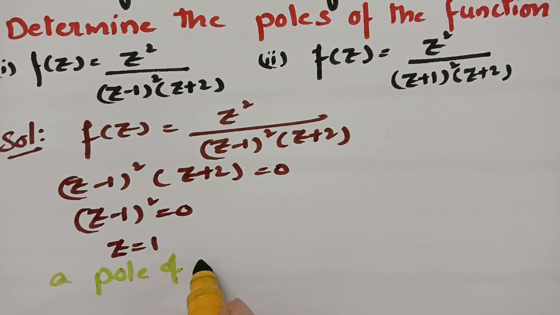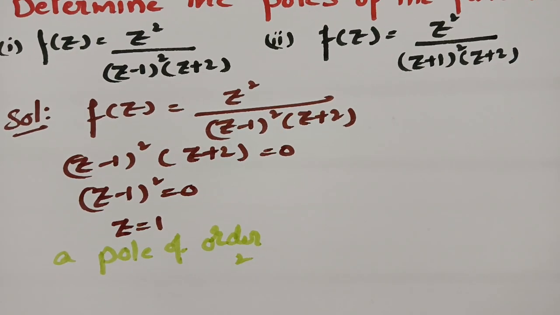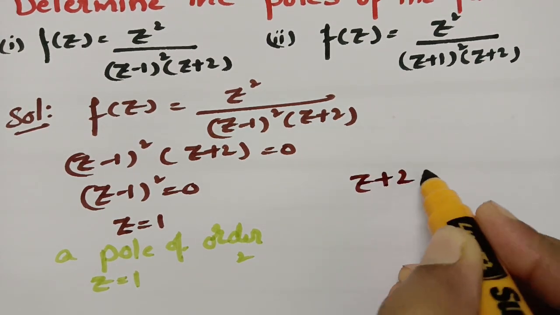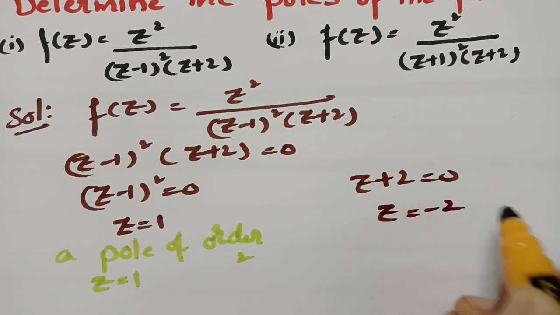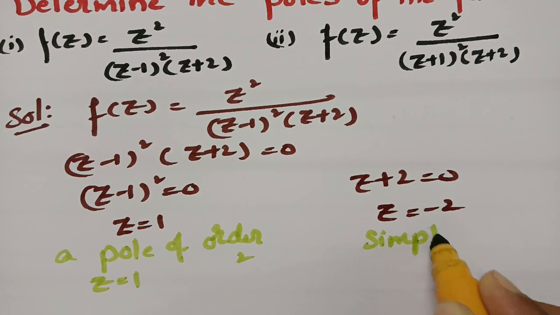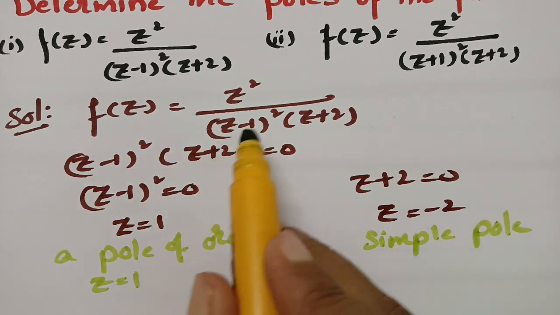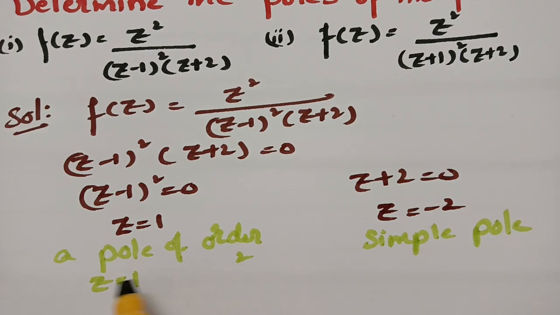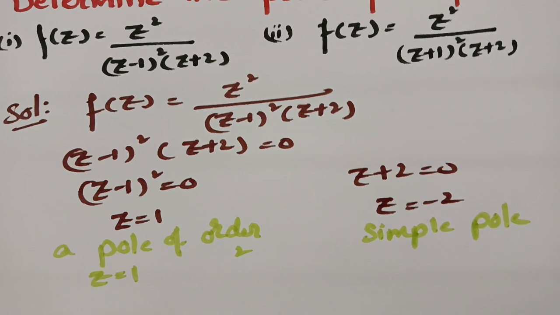So here we got the pole z = 1 of order 2. And again, if you equate z+2 to 0, here z = -2, which is a simple pole. So after equating the denominator to 0, we got two values. z = 1 is a pole of order 2 and z = -2 is a simple pole.